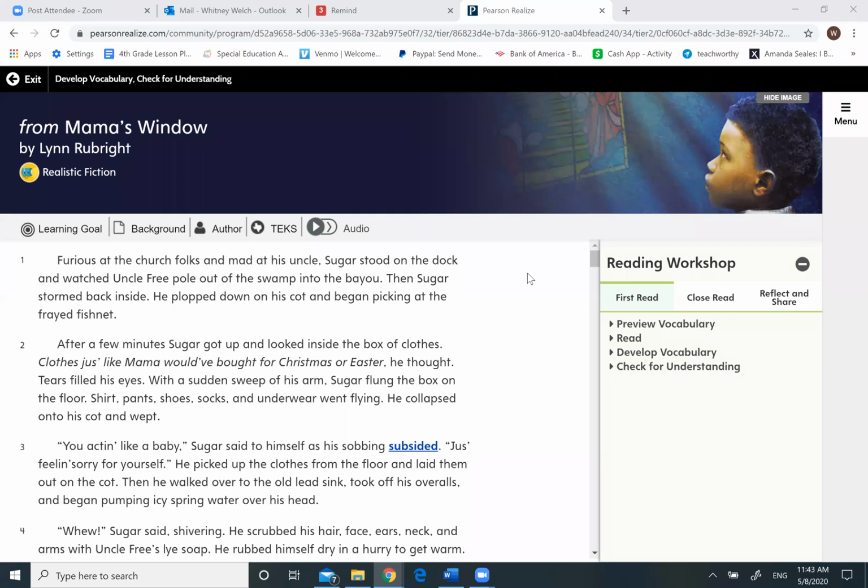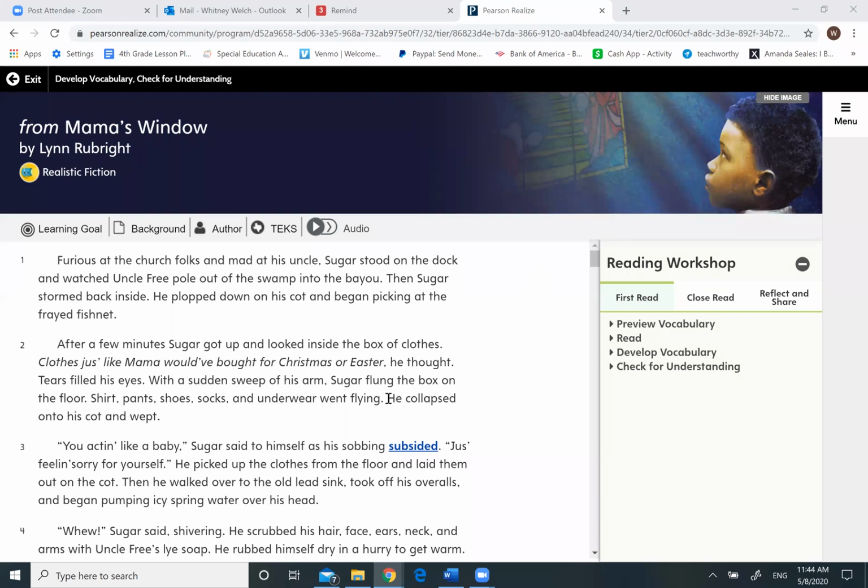Furious at the church folks and mad at his uncle, Sugar stood on the dock and watched Uncle Free pole out of the swamp into the bayou. Then Sugar stormed back inside. He plopped down on his cot and began picking at the frayed fish net. After a few minutes, Sugar got up and looked inside the box of clothes. Clothes just like Mama would have bought for Christmas or Easter, he thought. Tears filled his eyes. With a sudden sweep of his arm, Sugar flung the box on the floor. Shirt, pants, shoes, socks, and underwear went flying. He collapsed onto his cot and wept.